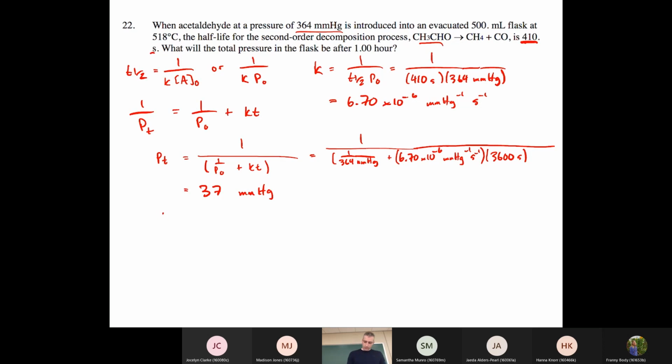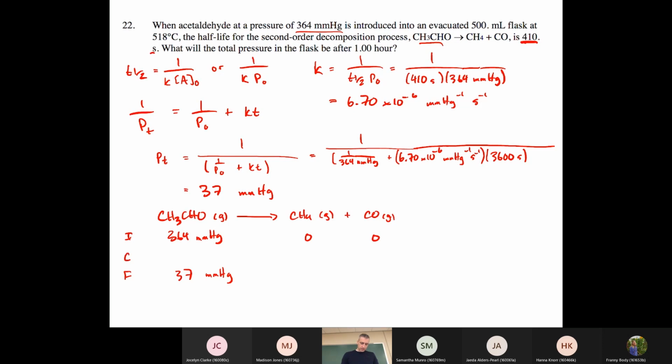So what's happening here is you have CH3CHO, which is a gas, reacting to make CH4 gas plus CO gas. And if you think of it like an ICE table, initially we have 364 millimeters of mercury, 0 and 0. Final is 37 millimeters of mercury. It's going to produce CH4 and CO, which are both gases, and both add to the total pressure.